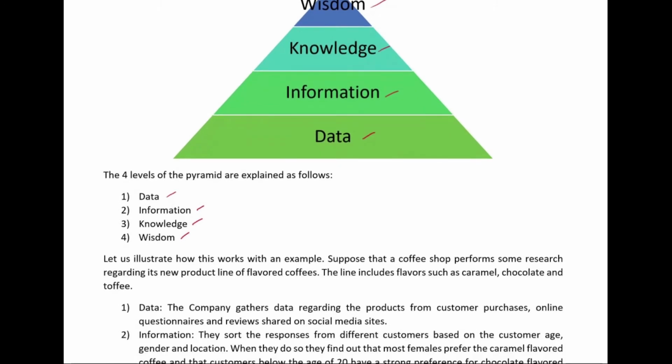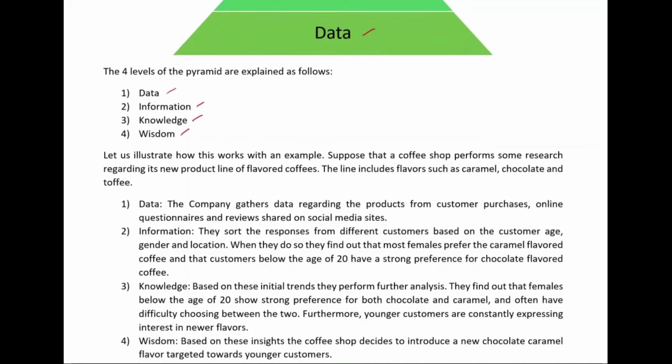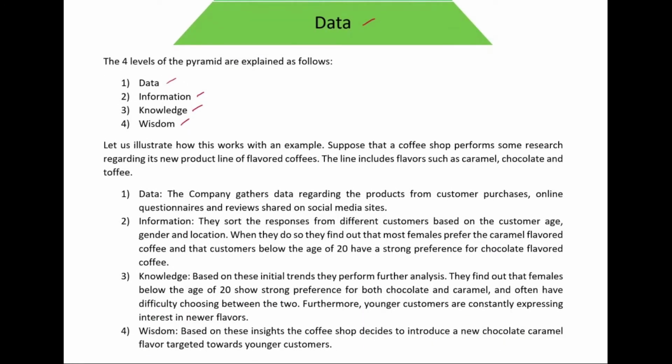So let's say you have a coffee shop, and the coffee shop performs some research regarding its new product line of different flavored coffees, where you have caramel, chocolate, and toffee. So the data would be, the company gathers data about the products from its customer purchases from different stores, which will be recorded in its accounting information system, online questionnaires, and it looks at reviews shared on social media sites such as Twitter or YouTube and so on.